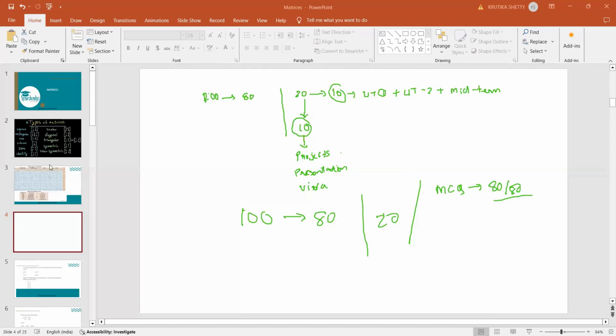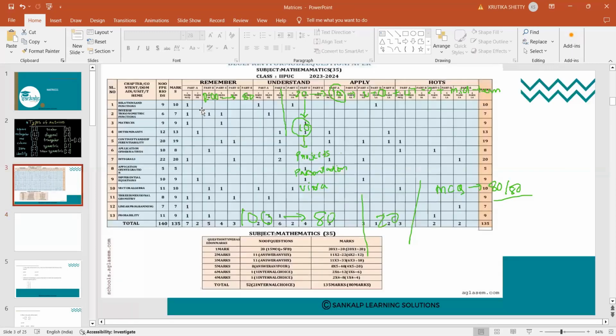We will focus on the MCQ topics also, plus 5 fill in the blanks questions. These both are very important. If you score 20 out of 20 in the first part, it is very easy to score the remaining marks, because every other part has some options. For 2 marks there is an option, 3 marks there is an option, 5 marks, 6 marks.